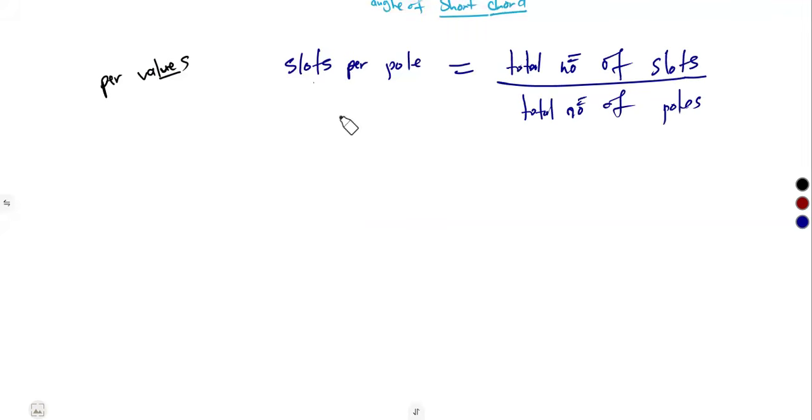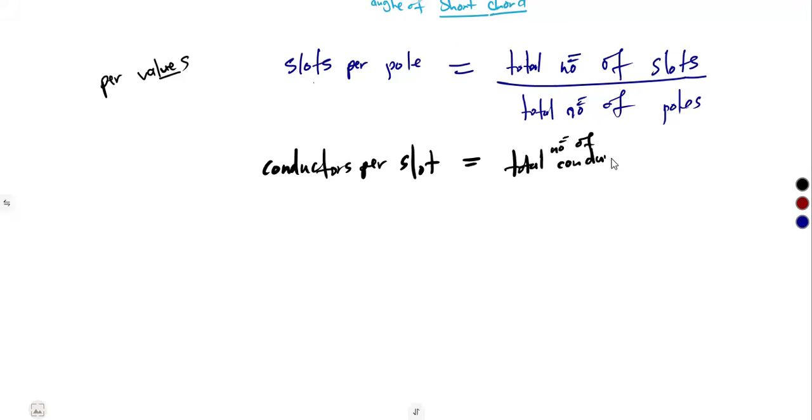All right. So you can talk of the slots per pole. We can talk of conductors per slot. What does it mean? Conductors per slot. Per slot means this over this. But it must be total. So you must be talking of total conductors, total number of conductors. It must be from a total. Total number of conductors over the total slots.